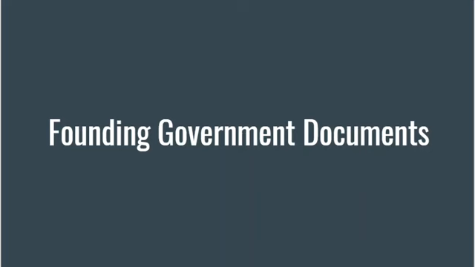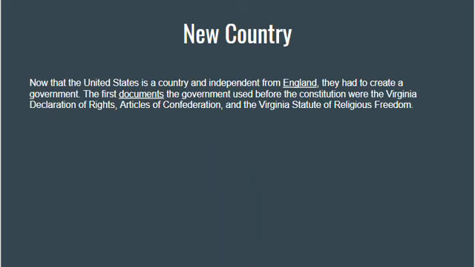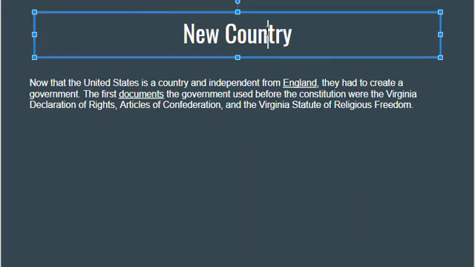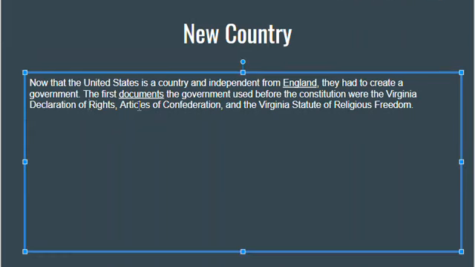They're no longer part of England, so they have to figure out how they want to run the government. And I'm just going to go over some of these slides real quick. Today's pretty short. It just says now that the United States is a country and independent from England, they had to create a government. The first documents the government used before the Constitution were the Virginia Declaration of Rights, the Articles of Confederation, and the Virginia Statute of Religious Freedom. We became a country on July 4th, 1776, when the Declaration of Independence was signed.